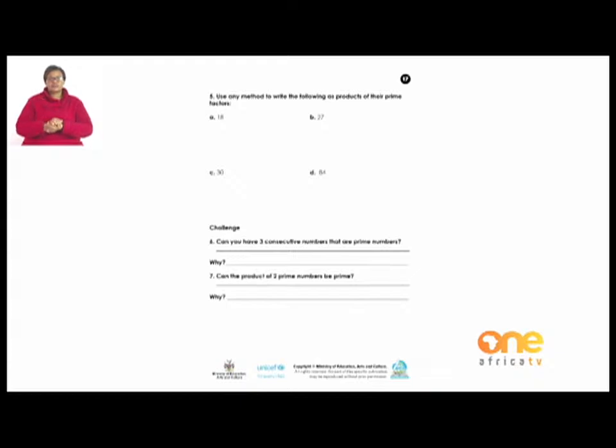There's also a challenge here, which is number 6, for you to try. Can you have 3 consecutive numbers that are prime numbers? Just a question, yes or no, and there is also space for reasoning why. And then number 7, can a product of 2 prime numbers be prime? You can say yes or no, and also give the reason why.